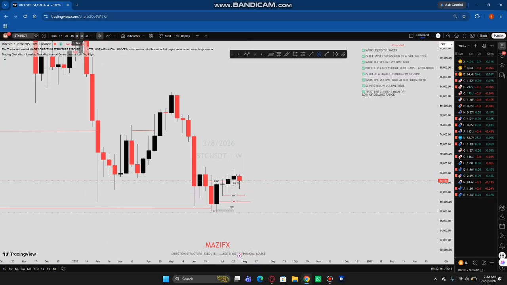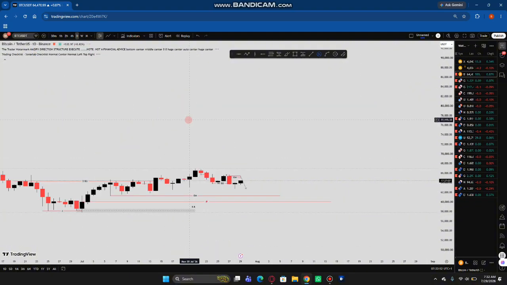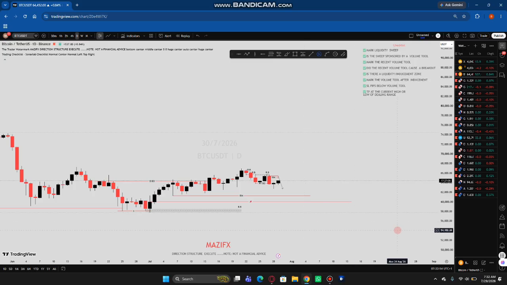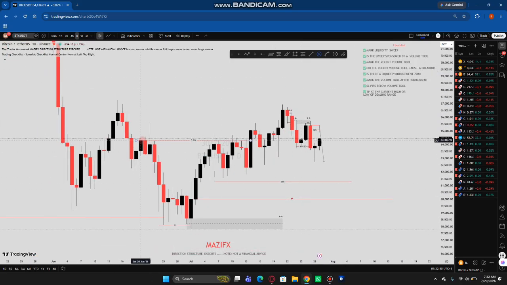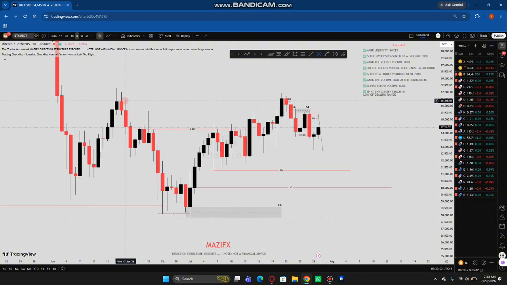So with that in mind, we can see the weekly did a sweep here. So we check the weekly, the daily. After looking at the daily, this is where we finally got our sweep of the daily. You can see a daily break of structure up here. Bottom line is there's a break.